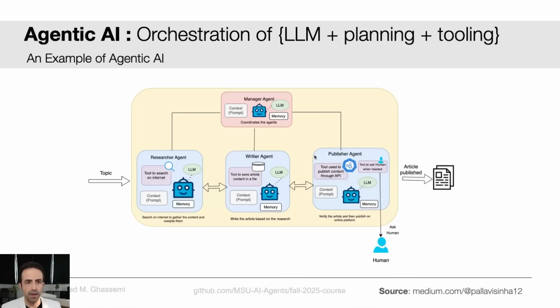What is agentic AI? Well, it's simply when you orchestrate multiple AI agents. So AI agents are LLM, planning, and tooling. Agentic AI is the orchestration of many tools with LLMs, planning, and tooling. I've got an example down here that comes from a Medium post that I pulled. We might have a topic that goes to a research agent, which has tools to search the internet, has some context, has memories, obviously an LLM to reason across this information.